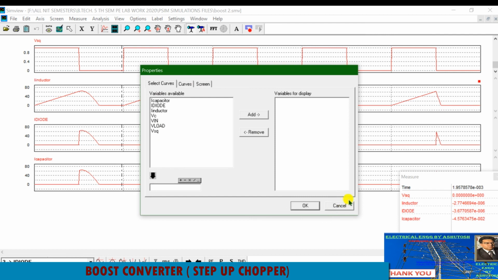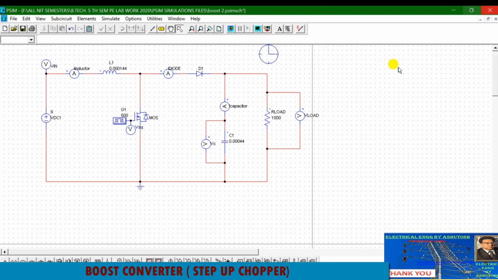Okay, so guys, this is the circuit of the boost converter, and you can also simulate the same circuit in PSIM software.